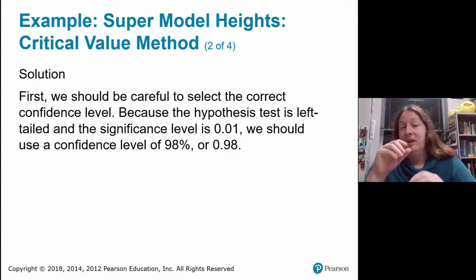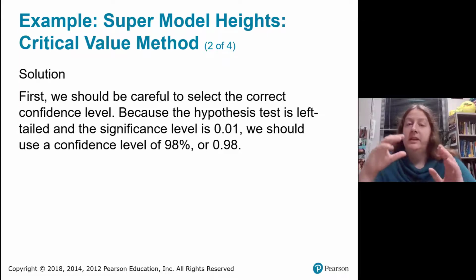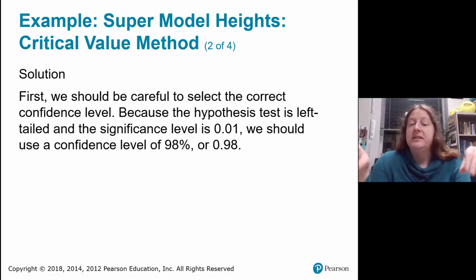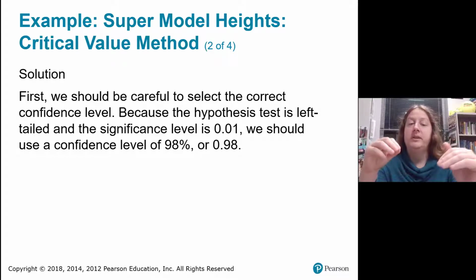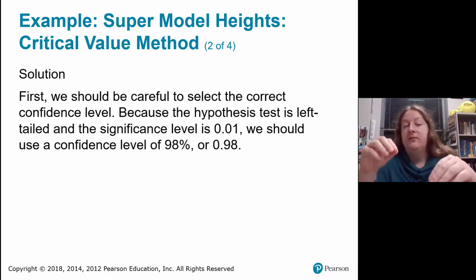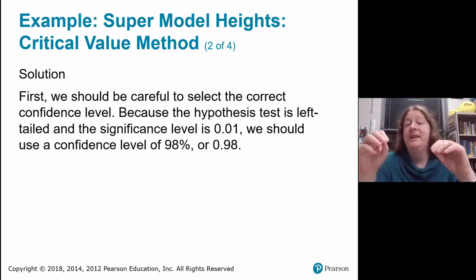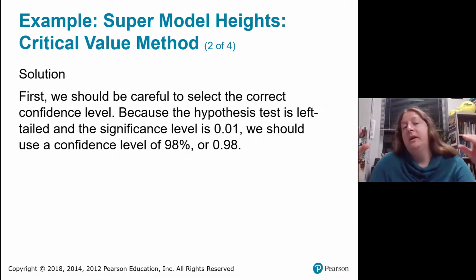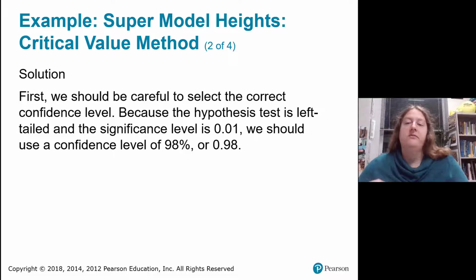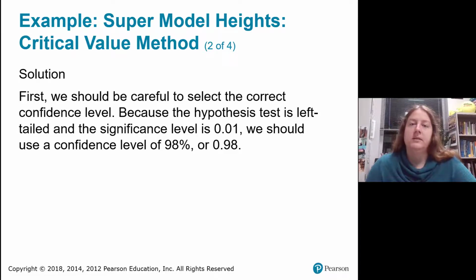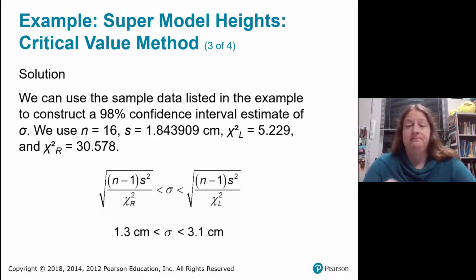First, we're going to select the correct confidence level. When we're looking at confidence intervals, we need to do the translation that's going on. Because the hypothesis test is a one-tailed test, a left-tailed test, and the significance level is 0.01, we're going to use the confidence level of 0.98. A 0.98 confidence level is going to put 0.01 as the area in both of the tails from that confidence interval. So we're looking for a 98% confidence interval.